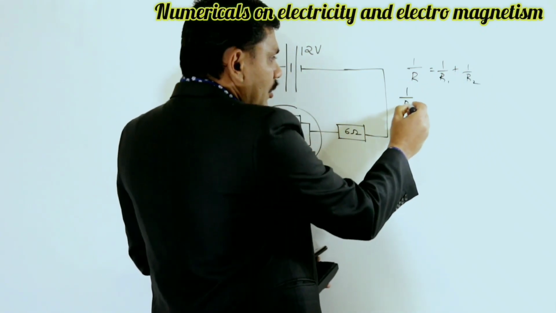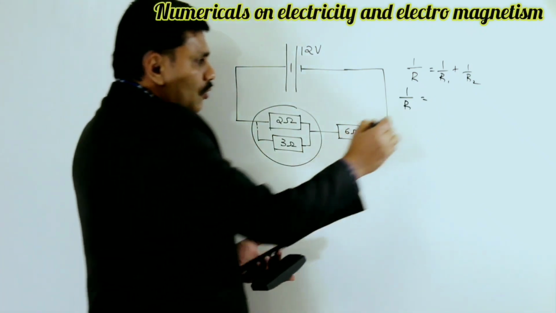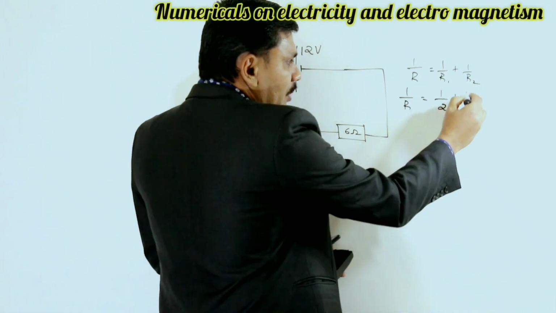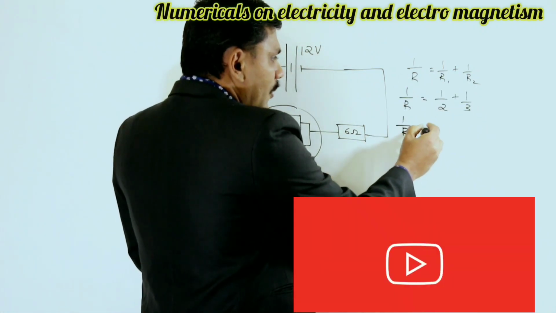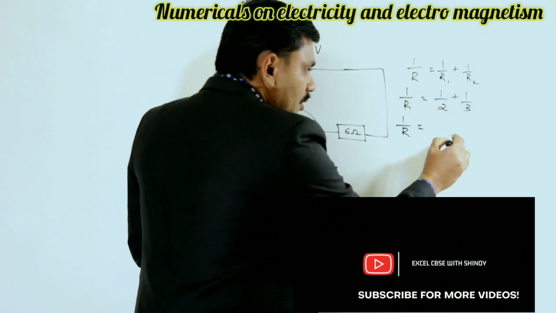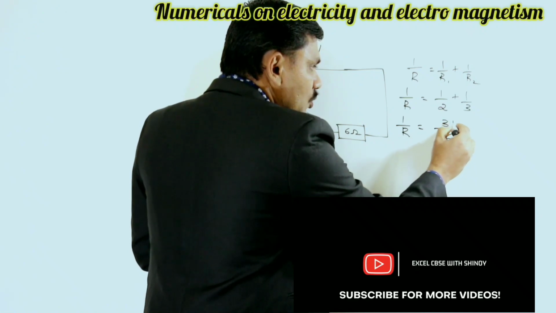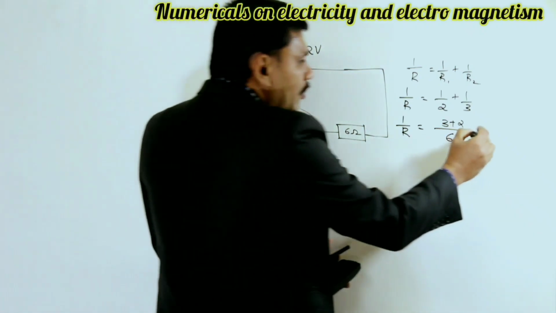So 1 by R equal to, here the two resistors are 2 ohm and 3 ohm. So 1 by 2 plus 1 by 3. Then 1 by R equal to, for 2 and 3, LCM is 6. So 3 plus 2, it is 5 by 6.